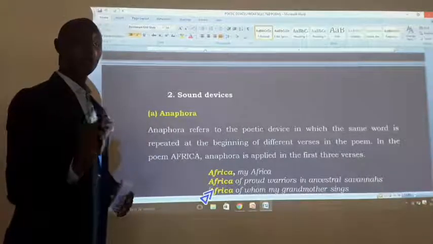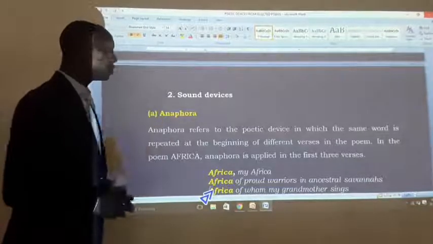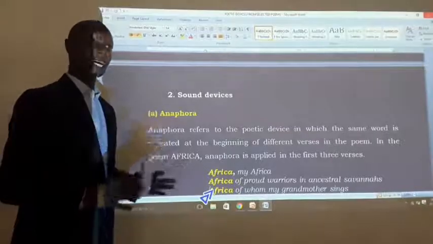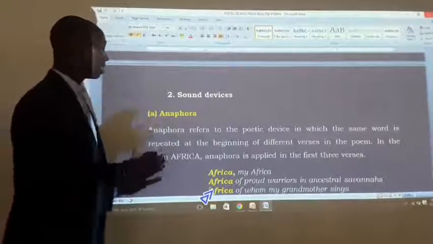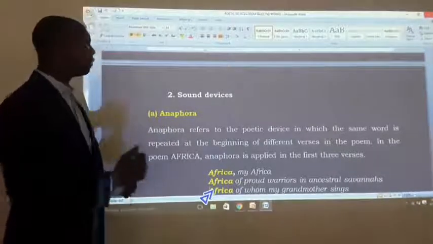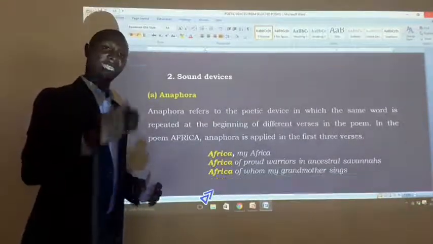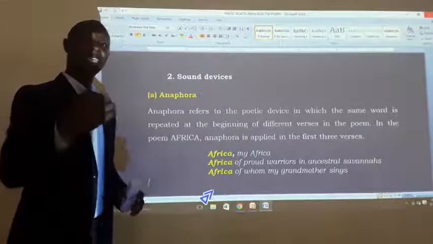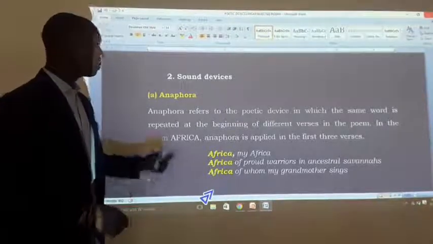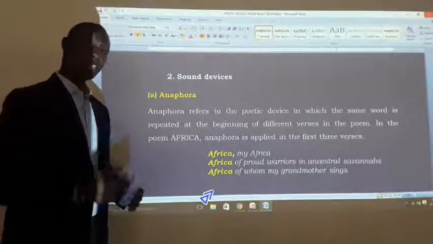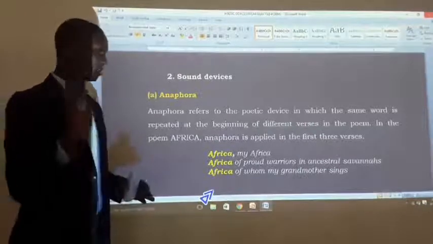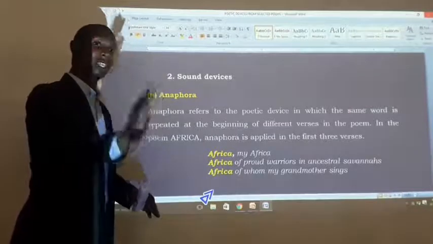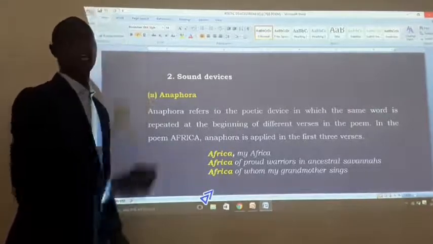Anaphora, being one of the sound devices, has been pointed out here so that it may be discussed well and fully, to at least make you aware of its use, its application. Anaphora refers to the poetic device in which the same word is repeated at the beginning of consecutive verses. For example, in the poem Africa, anaphora is applied in the first 3 verses, whereby the first word in each of those verses is Africa, Africa, Africa.